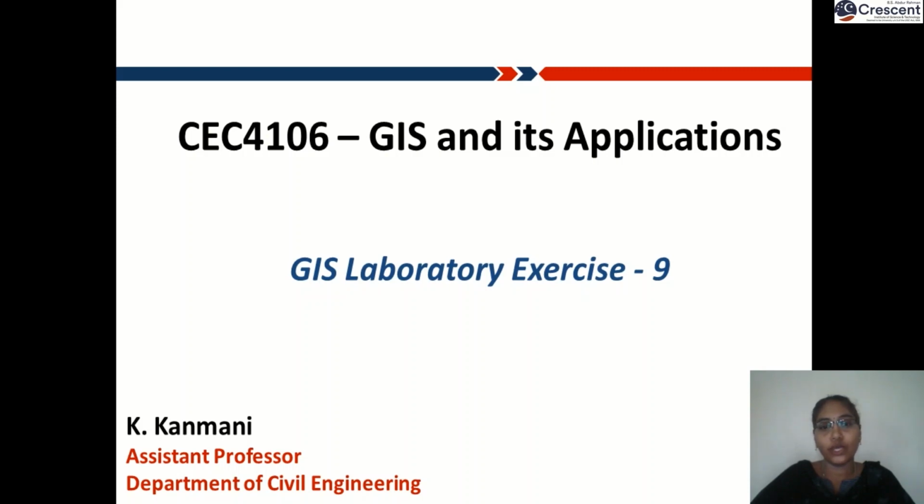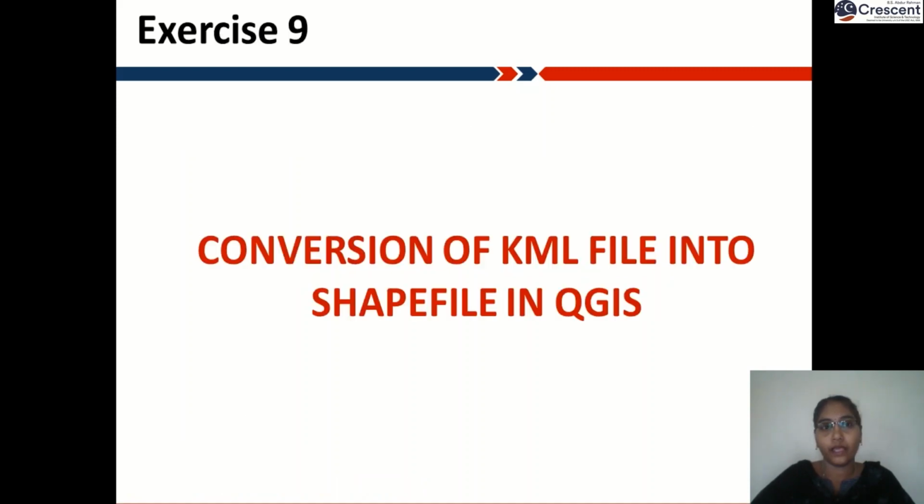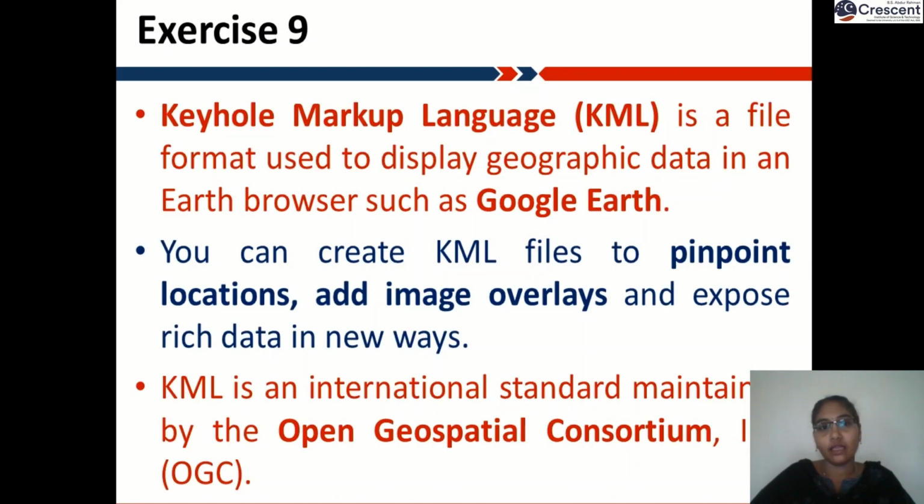Today we are going to see the GIS Laboratory Exercise 9. The title of Exercise 9 is Conversion of KML file into Shapefile in QGIS. KML is nothing but Keyhole Markup Language. It is the native file format for Google Earth Pro. You can create KML files especially to pinpoint locations and add image overlays so that you can expose rich data in new ways. KML is an international standard maintained by the Open Geospatial Consortium, OGC. Let us see the step-by-step exercise to perform Exercise 9.